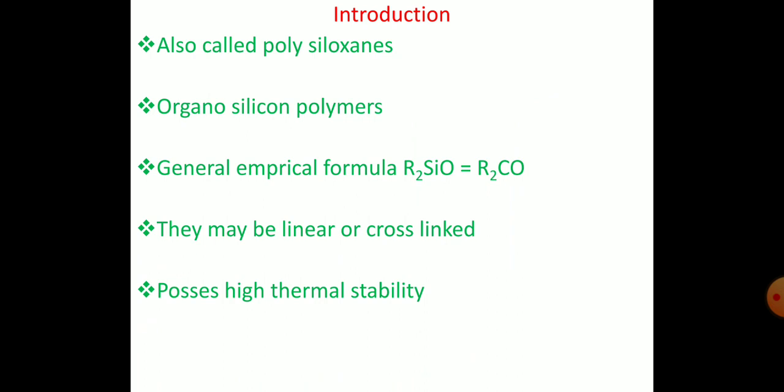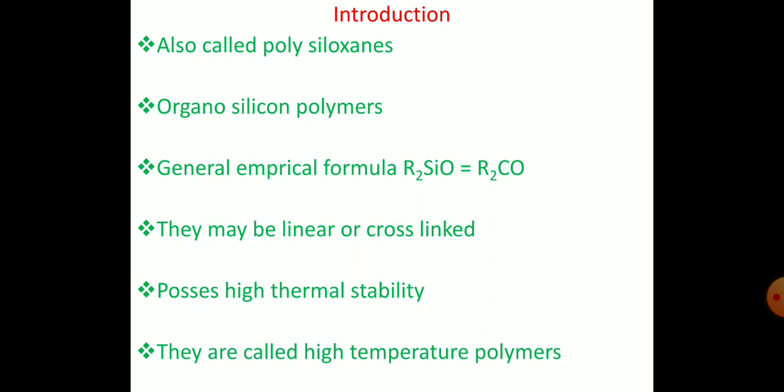So that is given in this point. The silicon polymers possess high thermal stability. There is no decomposition that takes place even upon heating at a higher temperature. So they are said to possess high thermal stability. They are stable even at a higher temperature. And because of this property, the silicon polymers are also called high temperature polymers.